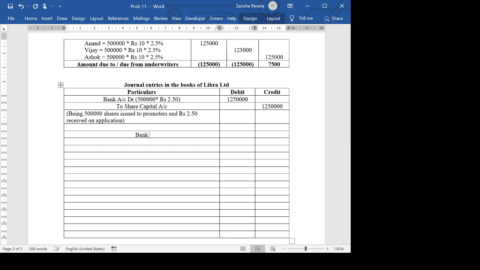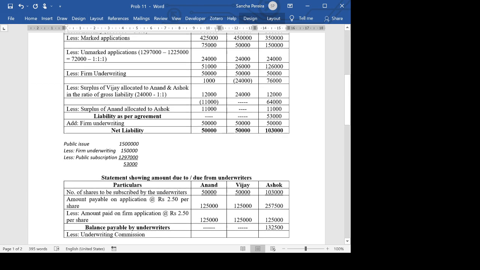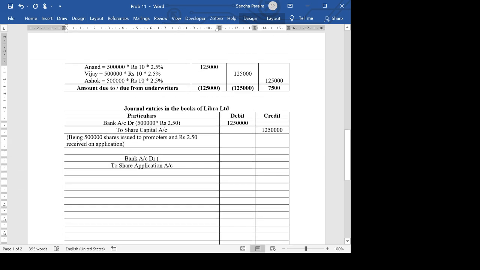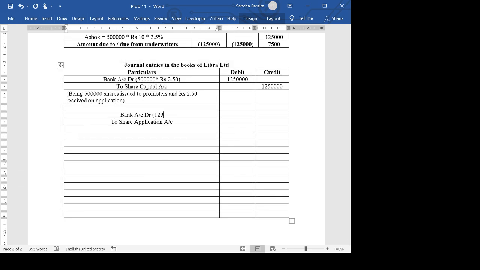So the first will be bank account debit to share application account. Now we are talking about 15 lakhs here, public issue, but actually when the applications were received, they were only 12 lakh 97,000, and the firm underwriting. So when we are calculating here, it's going to be 12 lakhs 97,000 plus firm underwriting, which is 50,000 each, so 1 lakh 50,000.